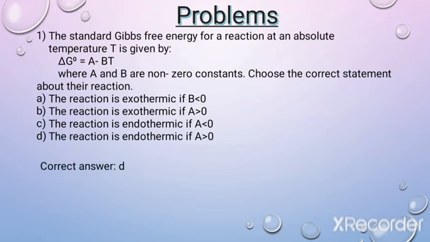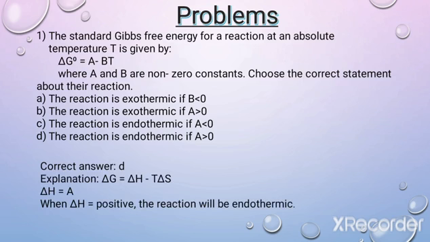So the correct answer is D. The reaction is endothermic if A is greater than 0. Let's see how we get the answer. We use the formula delta G is equal to delta H minus T delta S. If we compare this equation with the equation given in the question, we can say that the value of delta H is equal to A and the value of delta S is equal to B, and T is the temperature. So when the value of delta H is positive, that is when delta H is greater than 0, the reaction is endothermic, that is, it requires energy to proceed.